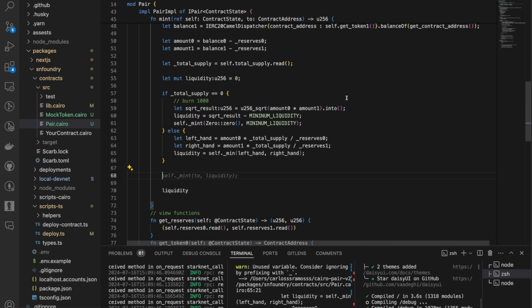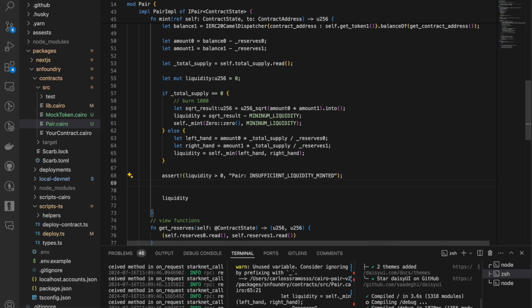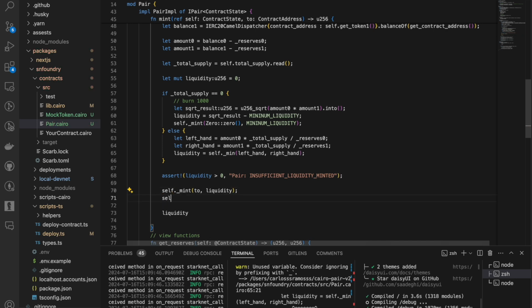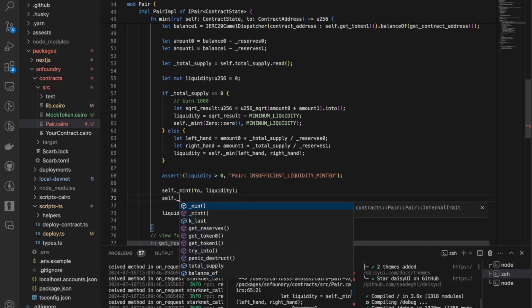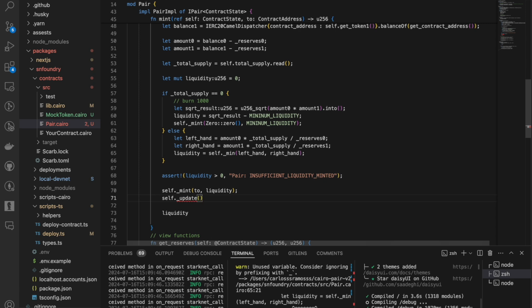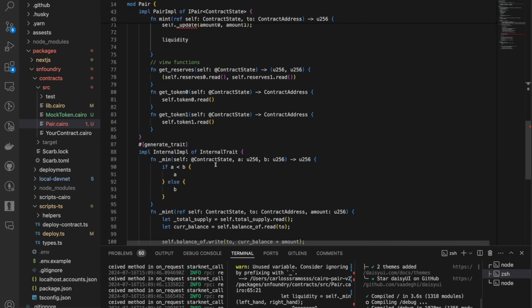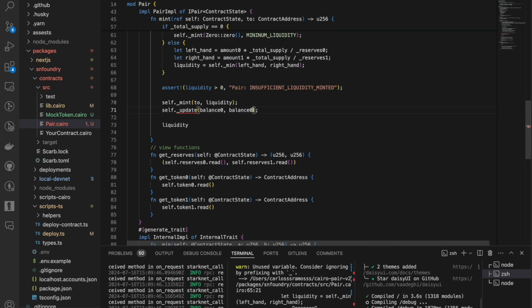Alright, after we have minted to the 0 address, which is basically burning those tokens, we are going to check whether the resultant liquidity is greater than 0, and otherwise revert. And finally, we just mint tokens to the user, and we also have to update, but we don't have an update function yet. We're going to be doing this now. We will update with these two tokens right over here. Actually, the two balances here, balance 0 and balance 1.